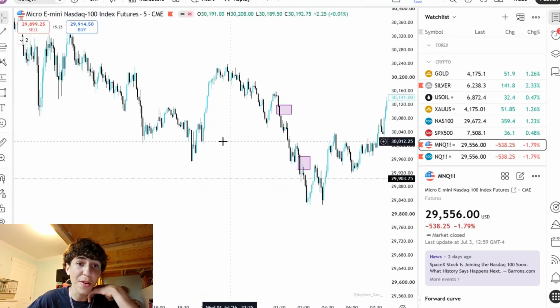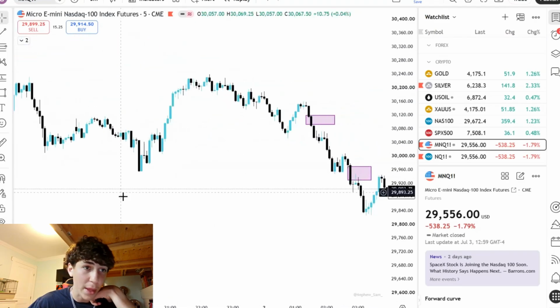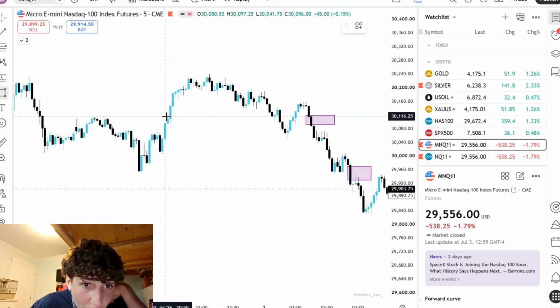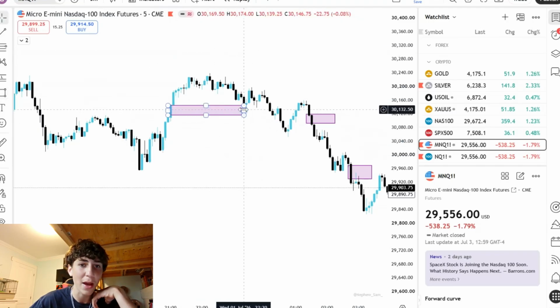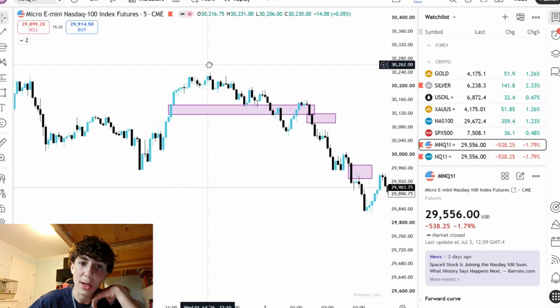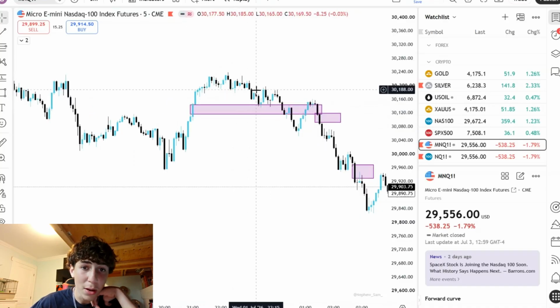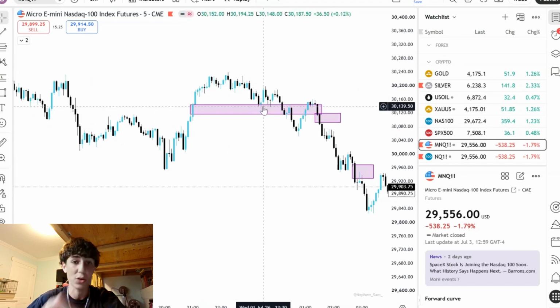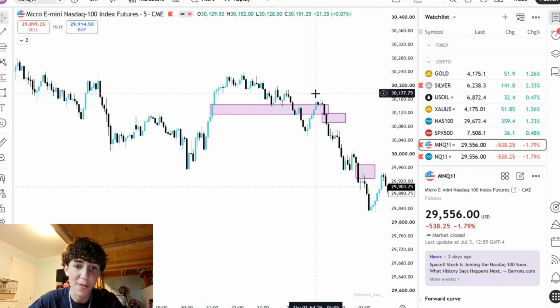Like if a fair value gap does not get filled, like for example right here, as you can see, price never actually came back for a while to come and refill it. But here, as you can see, it got retested, which actually got inversed. So that's the two things about fair value gaps.